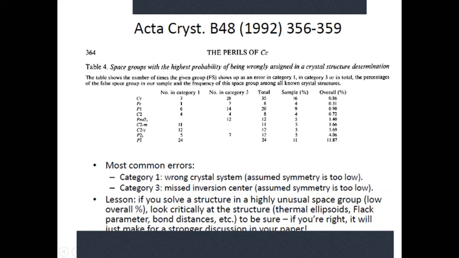So the most common 2 errors, you get the wrong crystal system. Maybe you assume it's monoclinic, it should be orthorhombic, or you solve it in a non-centrosymmetric space group and you realize it has an inversion center, so it should be centrosymmetric. And the last bullet is important. If you solve a structure in a highly unusual space group, you should double check to make sure it is in the correct space group. So you get some of these exotic space groups, you solve your structure, it may solve correctly, but it may not be the right space group.